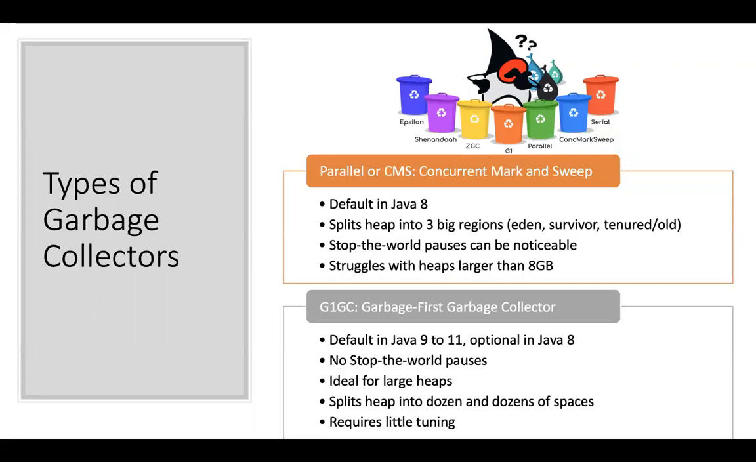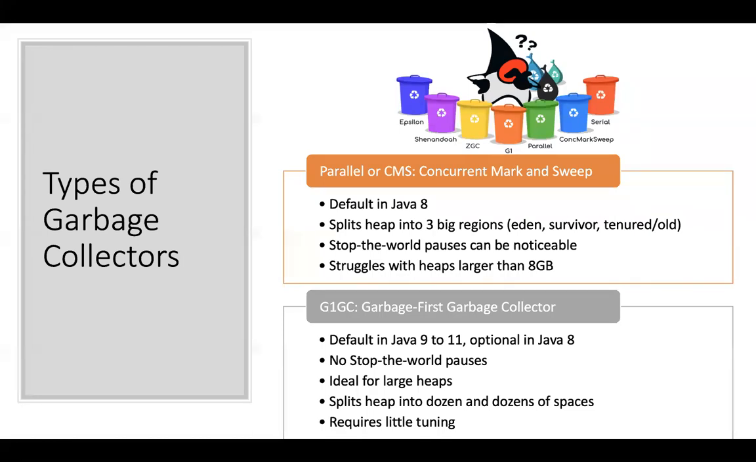Both of these split the heap into 3 regions: Eden, survivor space, and tenured/old space. When you have to do a full GC, it does something called stop the world, where it really stops all the threads from running while it's doing a full GC. And this can become noticeable. It gets particularly noticeable when your heaps get larger, around 8 gigabytes, maybe 12. Larger than 8 gigabytes with a parallel GC or a concurrent mark and sweep garbage collector often gets painful.